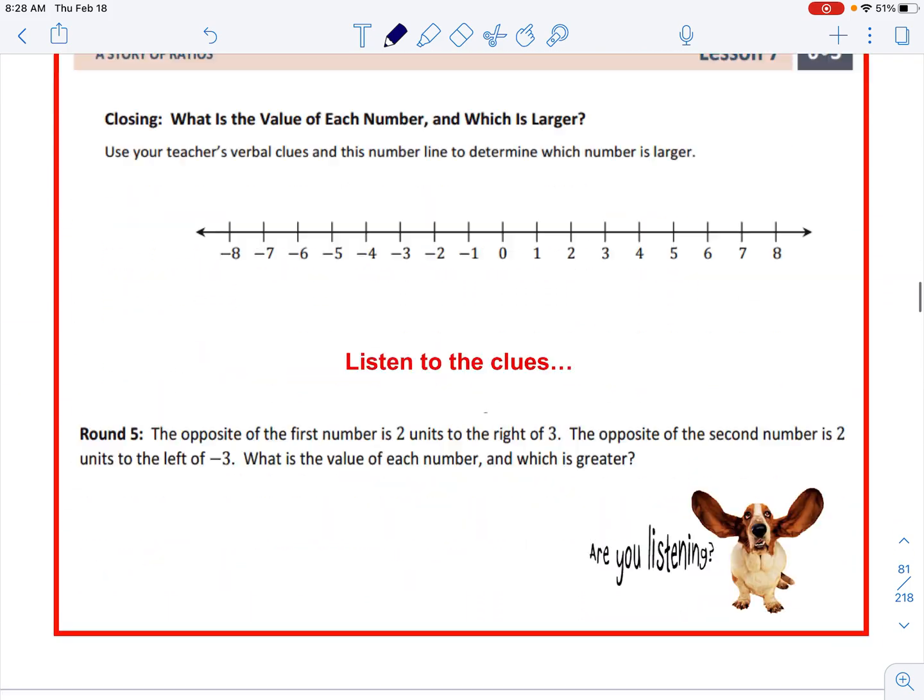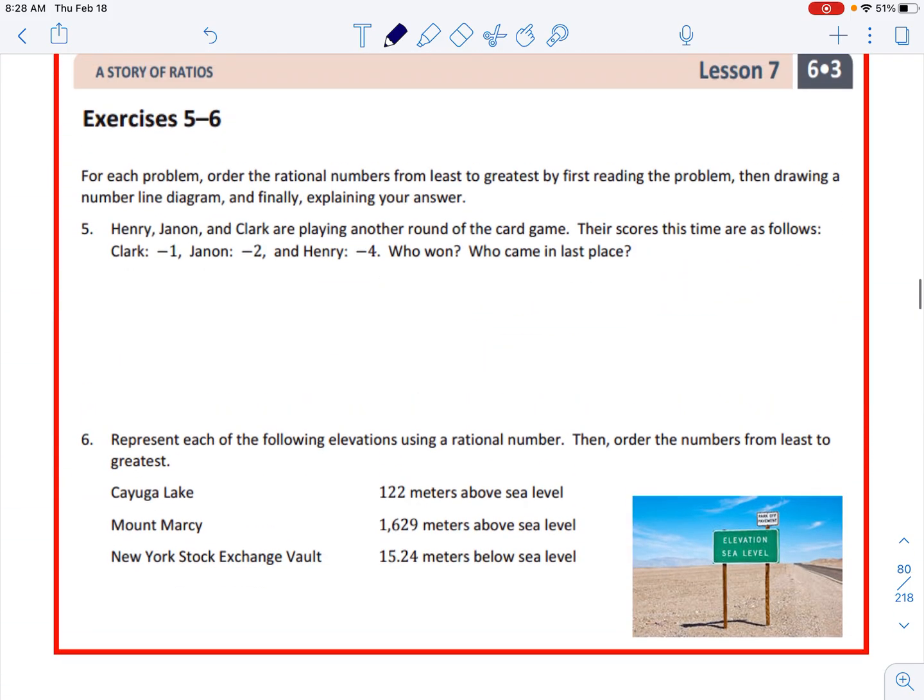All right, guys, one more example, and then I'm going to let you loose on the problem set. Okay, it says for each problem, order the rational numbers from least to greatest by reading the problem, then drawing a number line, and finally explain your answer. So, number 5 says Henry, Janet, and Clark are playing another round of the card game. The scores at this time are as follows. Clark, -1, Janet, -2, and Henry, -4. Okay. Who won the game?